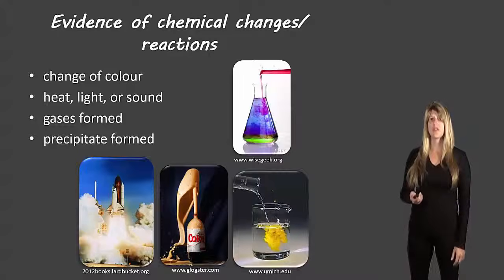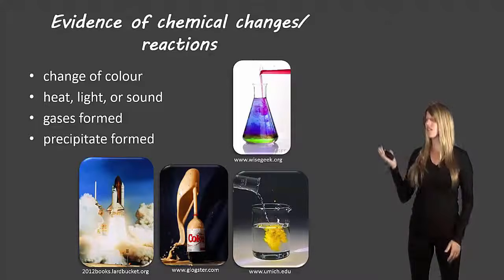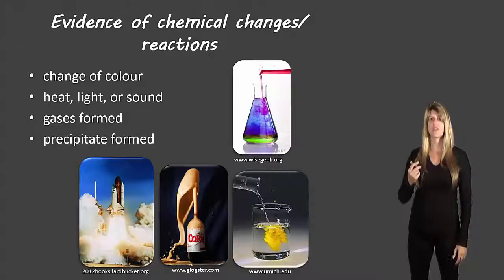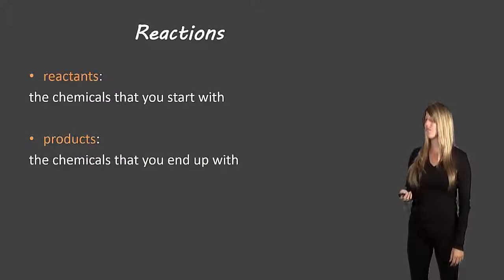And then a precipitate could be formed. A precipitate is a solid that's formed when 2 liquids are mixed together. For example, when those 2 clear liquids are mixed together, a yellow precipitate is formed and it'll actually settle to the bottom at the end.